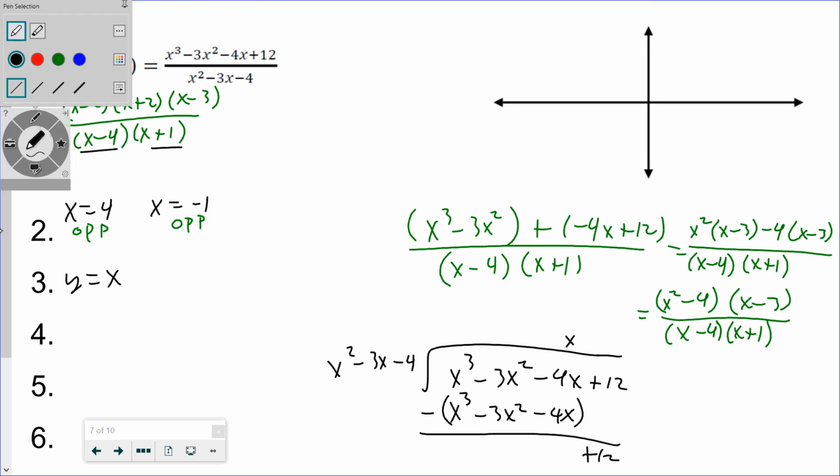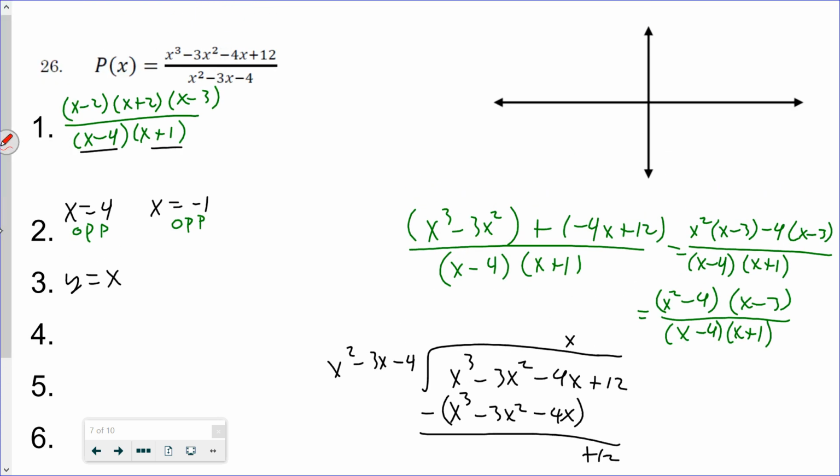So I have my asymptotes, and I'm going to go ahead and graph these really quickly. I have -1 right here, and 4, I'll put right here. And I have a slant asymptote of y equals x. So something like that.